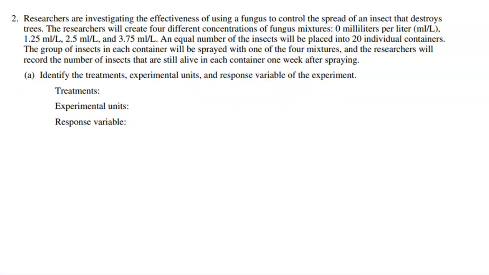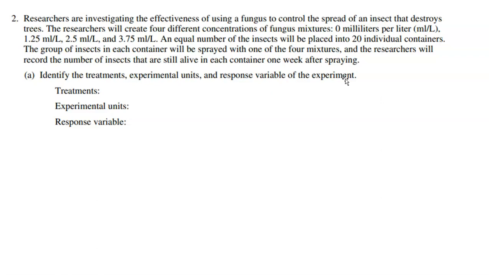So researchers are investigating the effectiveness of using a fungus to control the spread of insects that destroys trees. Interesting, so they're going to use a fungus to get rid of the insects. The researchers will create 4 different concentrations of fungus mixtures: 0 milliliters per liter, 1.25 milliliters per liter, 2.5 milliliters per liter, and 3.75 milliliters per liter. An equal number of the insects will be placed into 20 individual containers. The group of insects in each container will be sprayed with one of the 4 mixtures, and the researchers will record the number of insects that are still alive in each container 1 week after spraying.